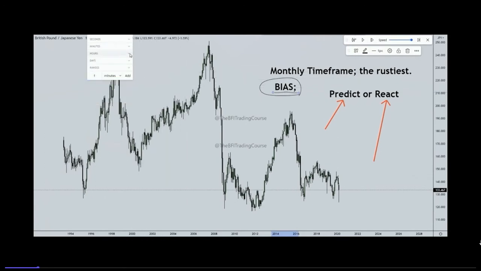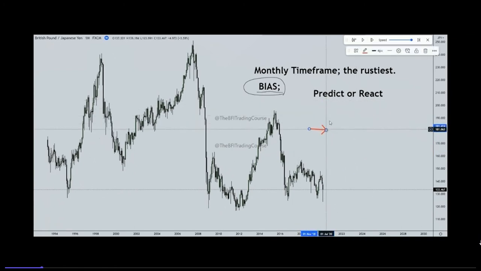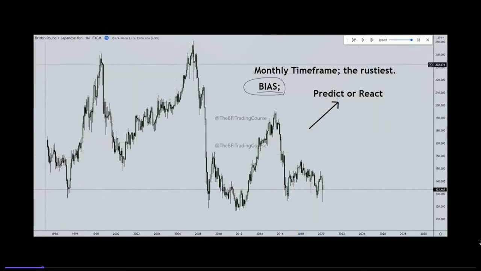But understanding these time frames, we need to get our bias off this monthly. Before we get on anything else, we need to identify this bias. Step zero, step one, whatever you want to call it. But what can we do on the monthly when we say identify bias? Is it going up or is it going down?